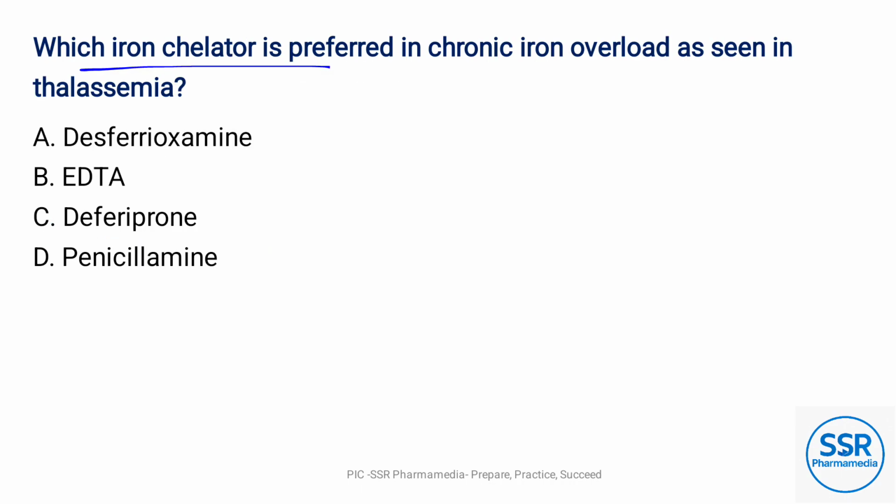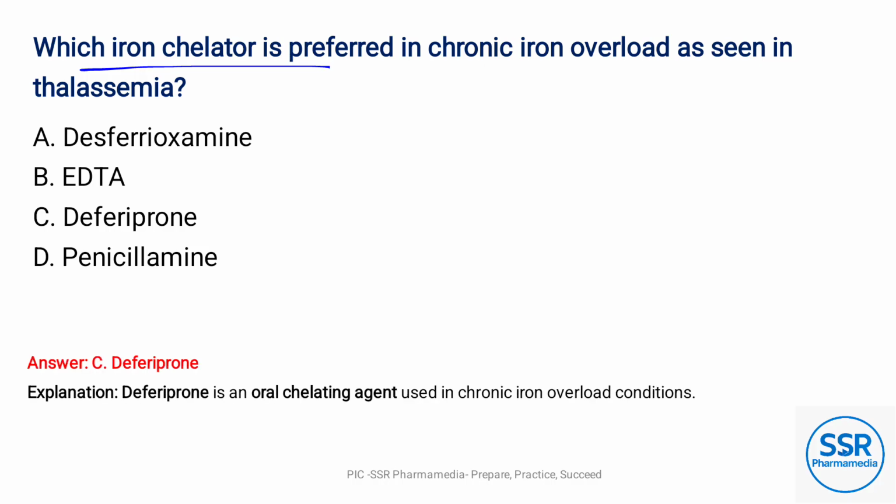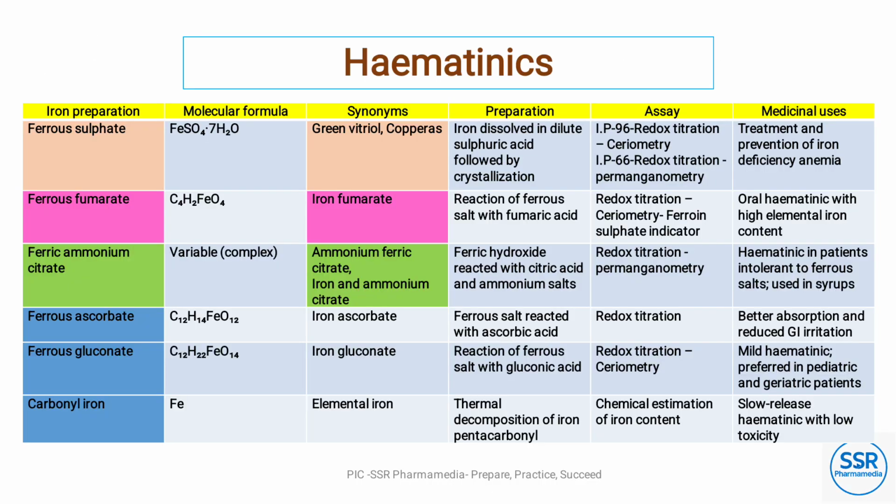Which iron chelator is preferred in chronic iron overload as seen in thalassemia? So option C, deferiprone. So deferiprone is an oral chelating agent used in chronic iron overload conditions.